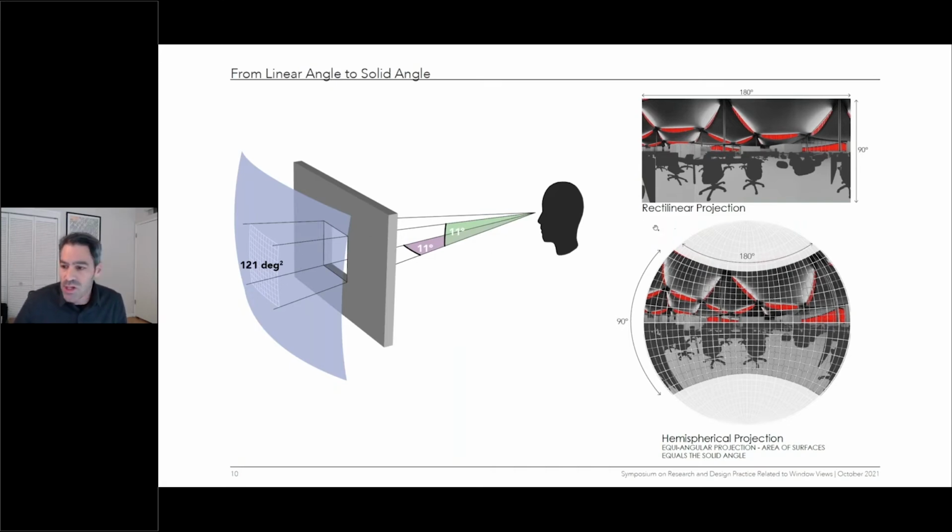And we can visualize this easily by taking a rectilinear projection, as you see up here, and changing it into a hemispherical projection, where it is equal angular, meaning that the areas of the surfaces are equal and have the same solid angle. And so we can just count up the squares in order to arrive at the number of square degrees for a given aperture.